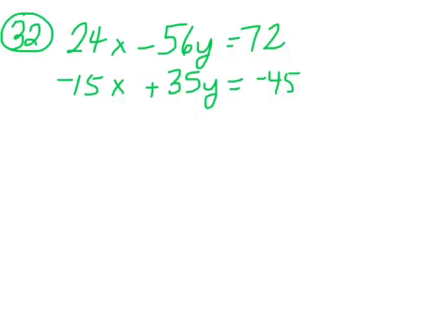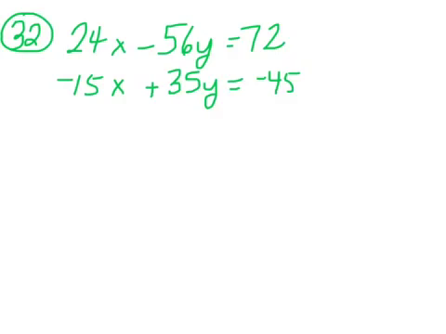Okay, here's one way I could solve this. I could multiply the top equation by 15 and the bottom equation by 24, and we could cancel our x's out, but wouldn't those numbers be huge? So that gave us some problems here, where we could think a little bit outside the box about how we could solve these.